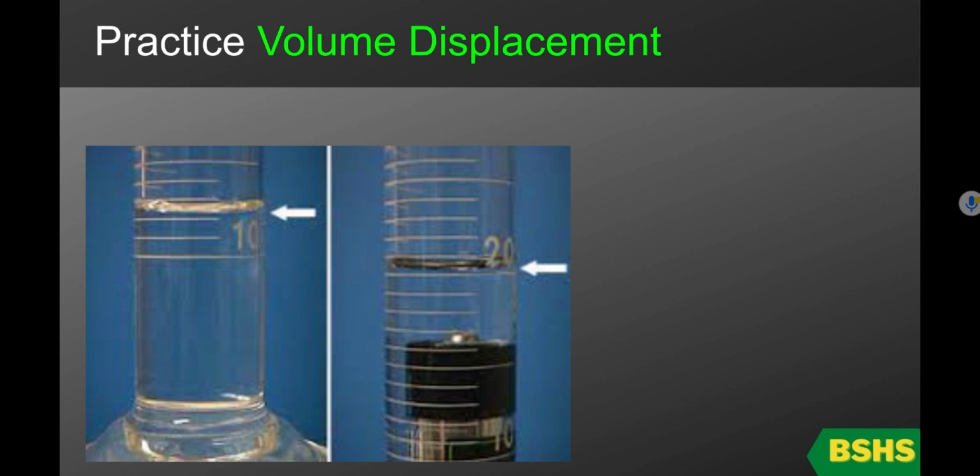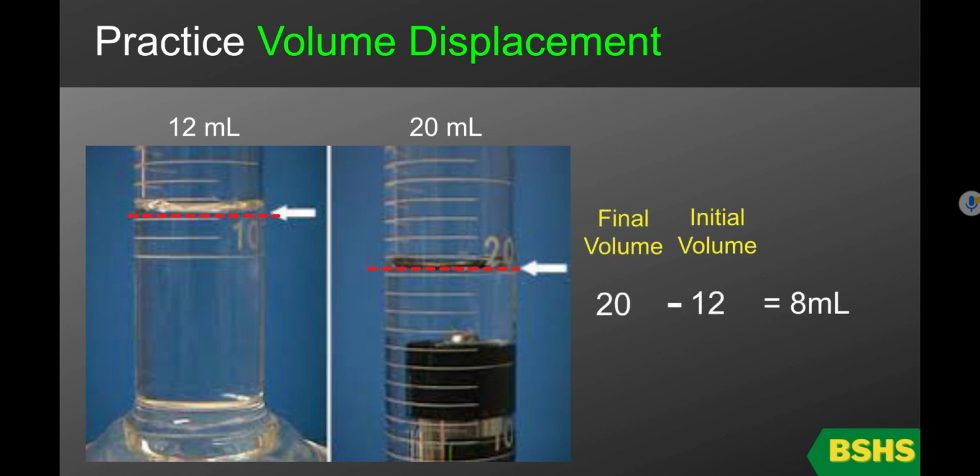Okay, first we have to determine the value of each tick mark on this graduated cylinder. Each mark in this case represents 1 milliliter. So in the image on the left, the bottom of the curve is at approximately 12 milliliters. It's 2 marks up from the 10. And in the image on the right, the bottom of the curve is at approximately 20 milliliters. So you take final minus initial, which would be 20 minus 12, and that's going to be equal to 8 milliliters.